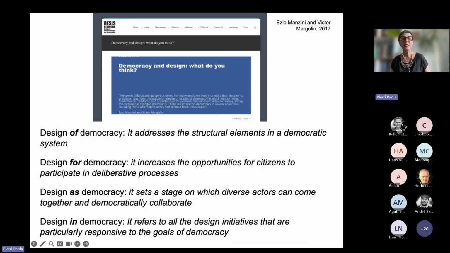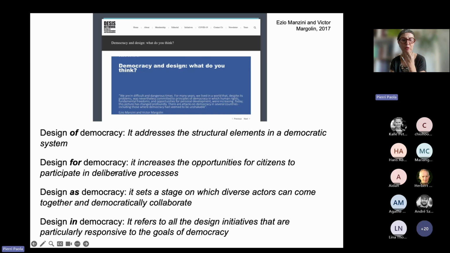So I chose to start our journey into sketching the landscape with the call from Ezio Manzini and Victor Margolin in 2017 to all designers and educators to stand up for democracy. Because I think this was a significant moment in the design field, where designers from different areas of design, as well as publishers and editors, were expanding the call to a wider range of designers, understanding design quite broadly. They were asked to produce a statement and reflect on the ways in which their design practice and their role in the design field was contributing to saving democracy.